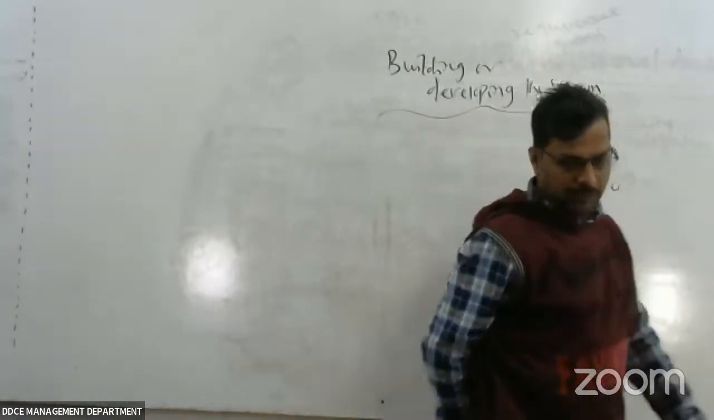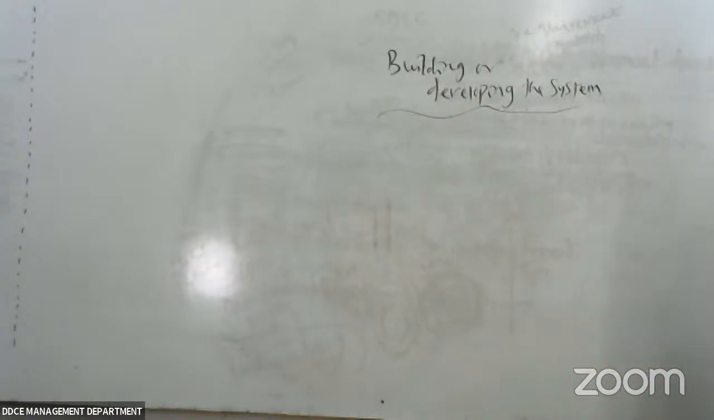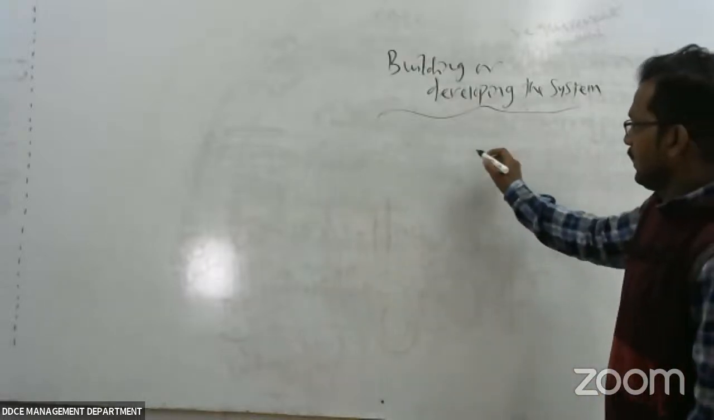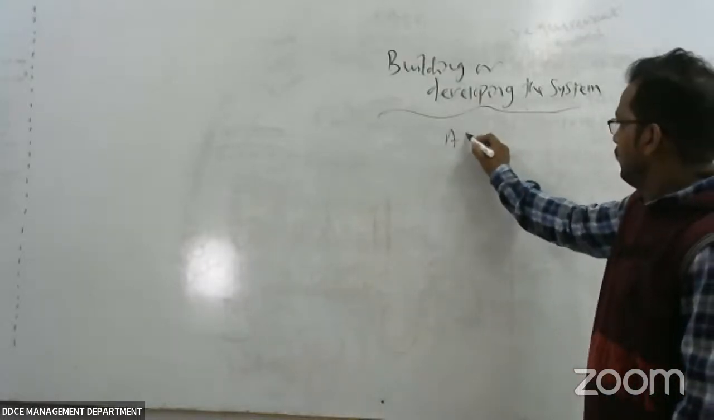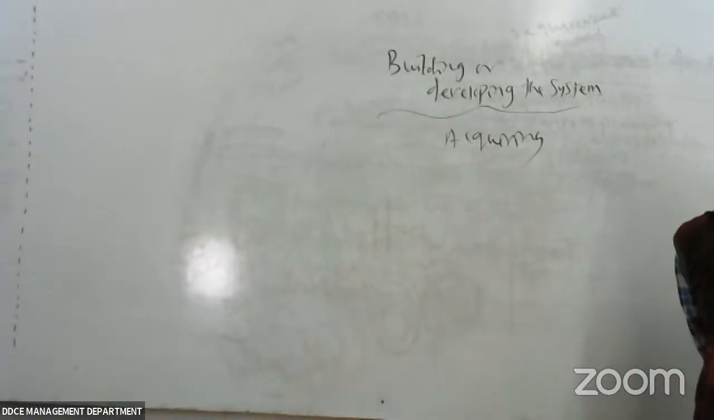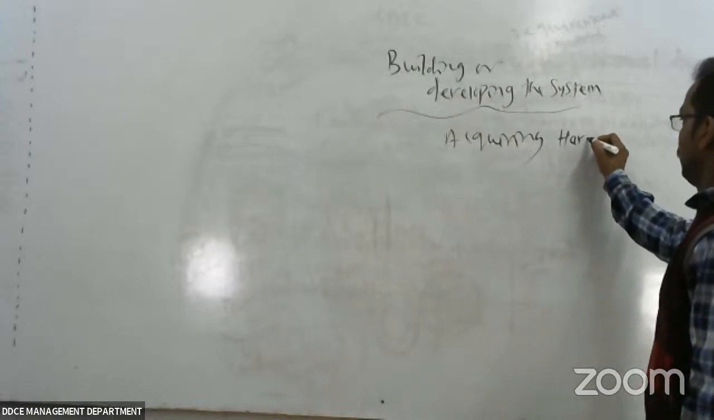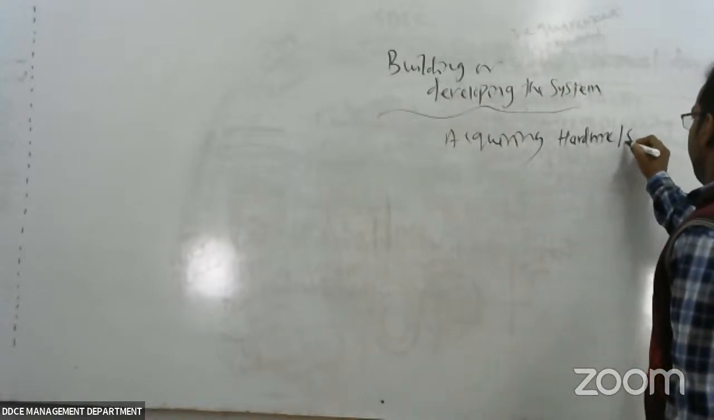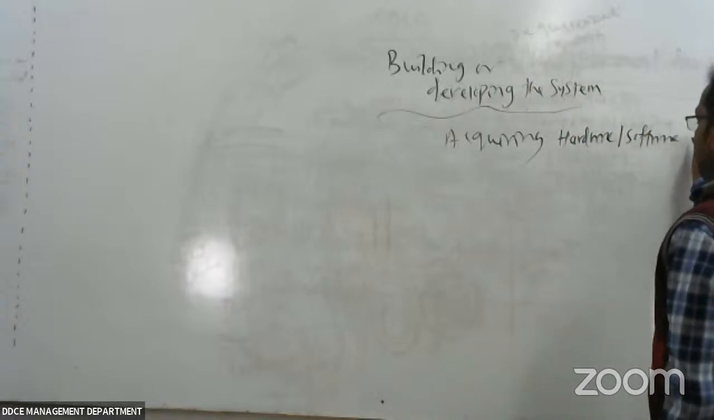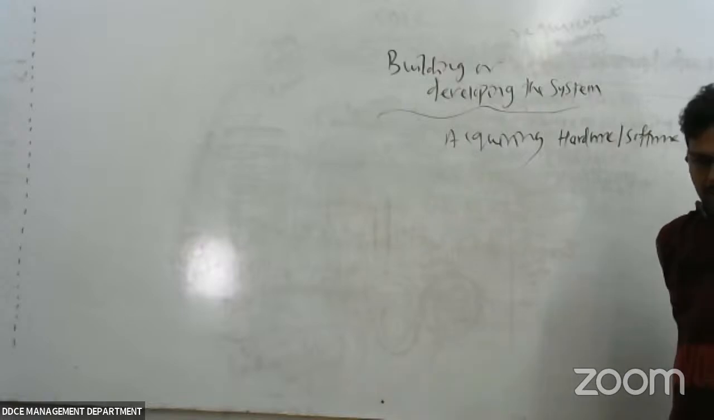So, building or developing the system. Now everything is okay, so what will we do? In this stage, what hardware do we have to acquire? Acquiring hardware and software. If necessary, additional ones, we will do it first.